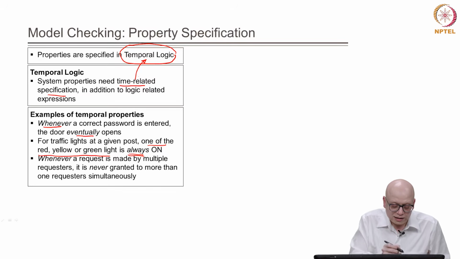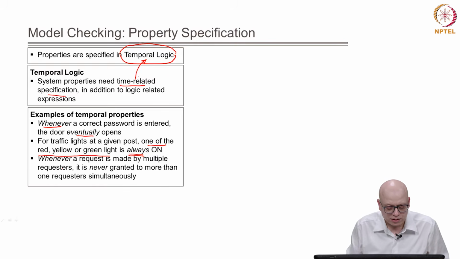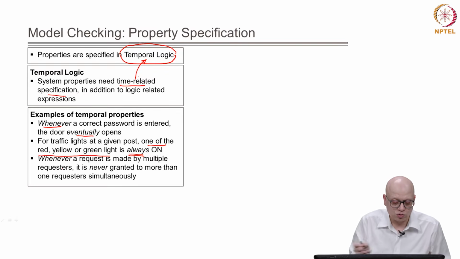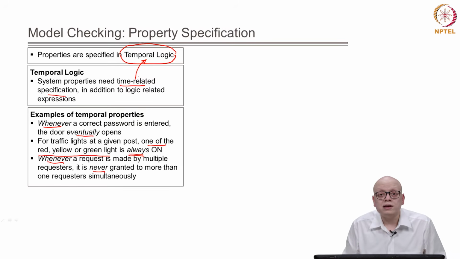Another property is whenever a request is made by multiple requesters, it is never granted to more than one requester simultaneously. Okay. So, whenever and never, these are kind of time related definitions or specifications in the property.